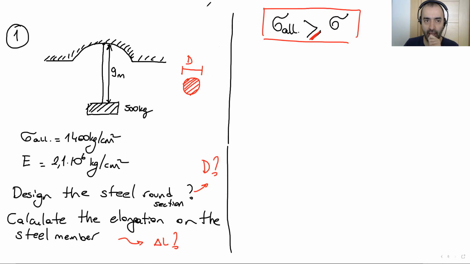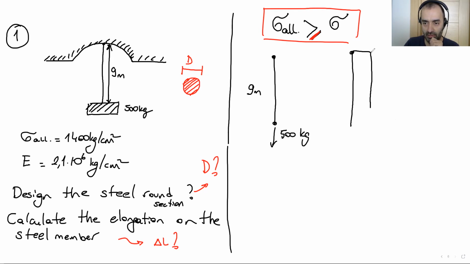So at the end of the day, I have a member from here to here, 9 meter. At the bottom, I have 500 kilogram axial load. So if I draw the axial force diagram of this member, I'm going to see this positive 500 kilogram. This is the axial force diagram. I know the axial force on the member is 500 kilogram.